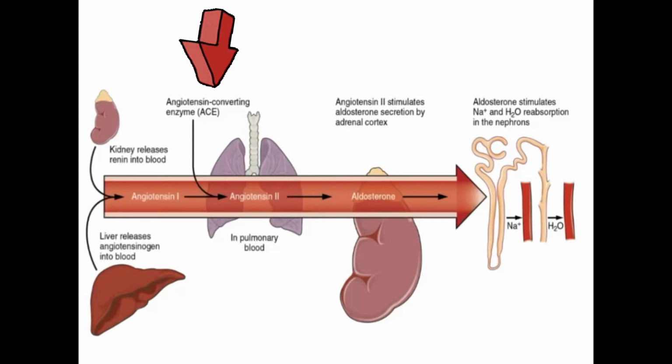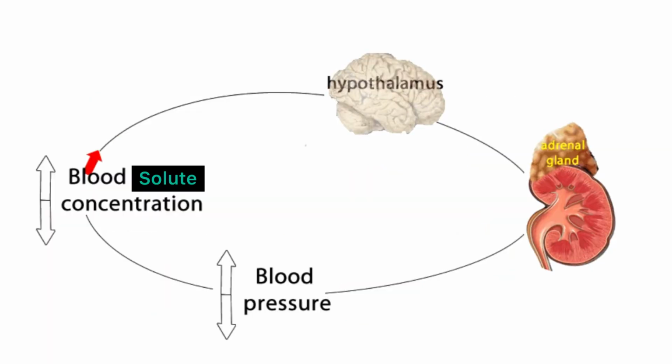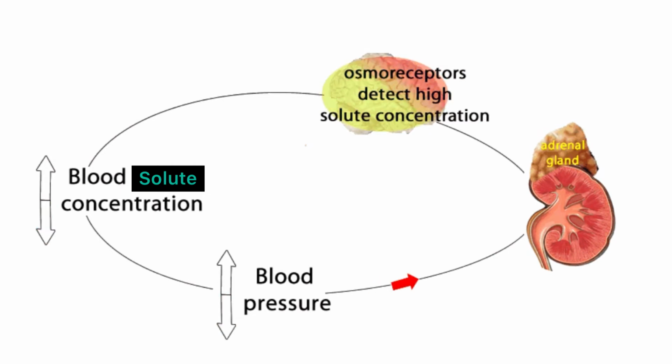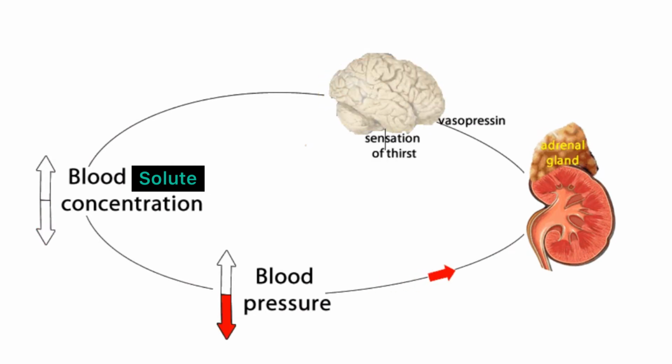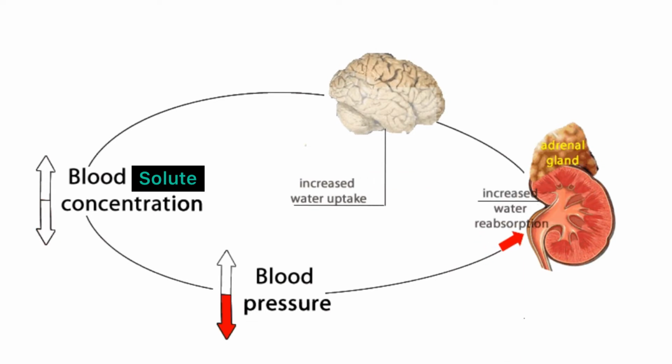Another important enzyme, the angiotensin converting enzyme produced by the lungs, converts angiotensin 1 to angiotensin 2. Angiotensin 2 has direct as well as indirect effects. The direct effects include the constriction of the arteries, which increases the cardiac output, resulting in an increase in blood pressure. The indirect effects occur through the secretion of ADH and aldosterone.